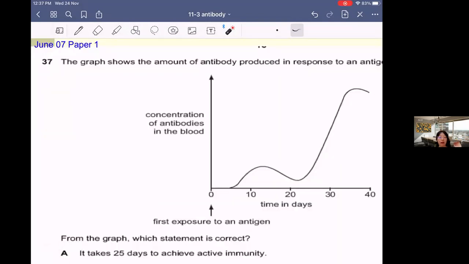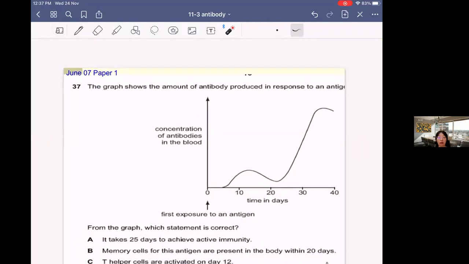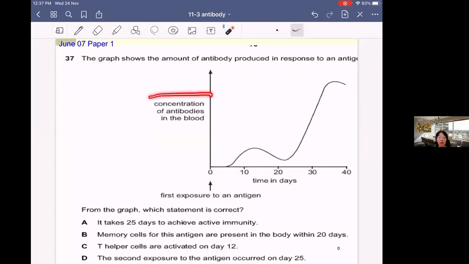Now, let's look at this graph. Let's do partial question 37. The graph shows the amount of antibody produced in response to an antigen, right? So this is the concentration of antibodies in the blood. And this is time in the number of days. So this is the first exposure to the antigen. So day 0, antigen enters the body. You can see that for 5 days, there is no antibody that can be detected in the blood. Only after 5 days does the antibody concentration start to increase.